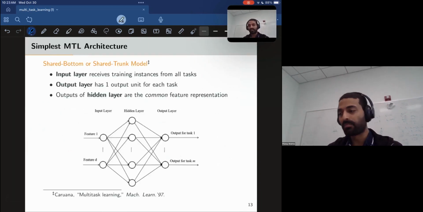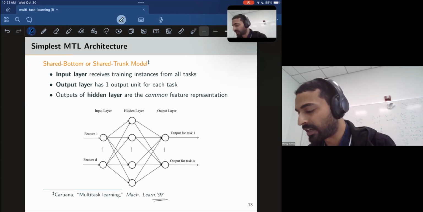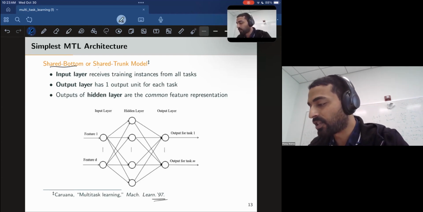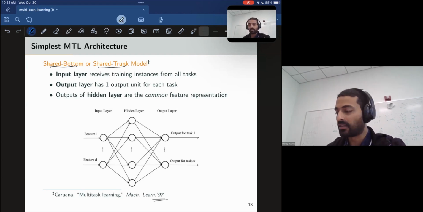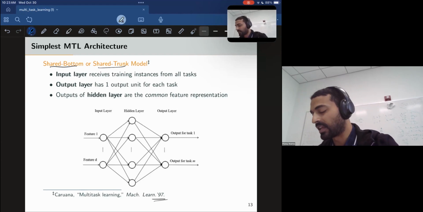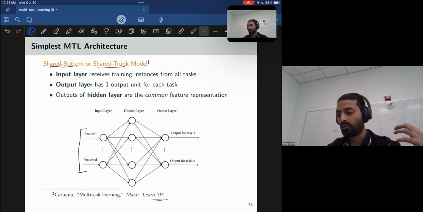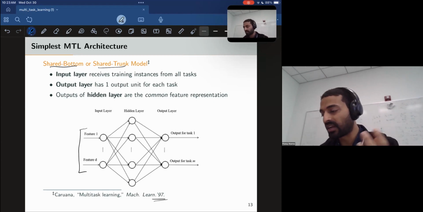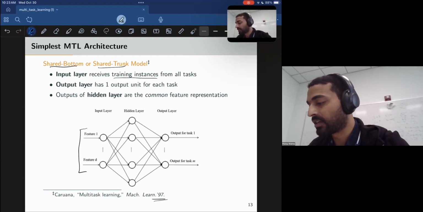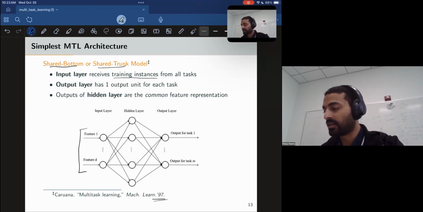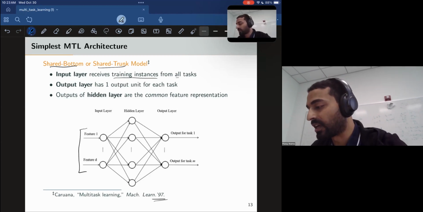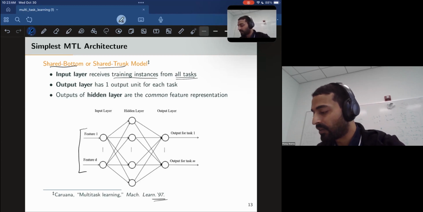So let's look at the simplest architecture which people proposed first for multitask learning. As you can see, this paper is from 1997, more than 25 years back. This is called a shared bottom or a shared trunk architecture. I'll explain this in a second if it's not clear. Here we have an input layer from which you can get some features or the training data. Training data comes in from the input layer, and this is the data across all the tasks. And then we have an output layer.